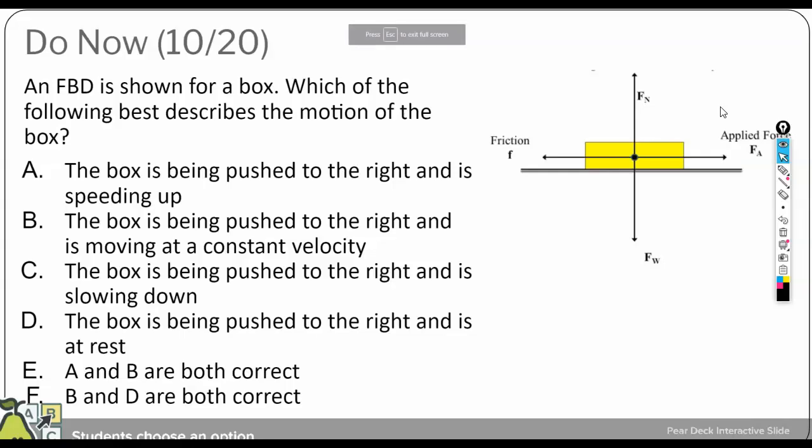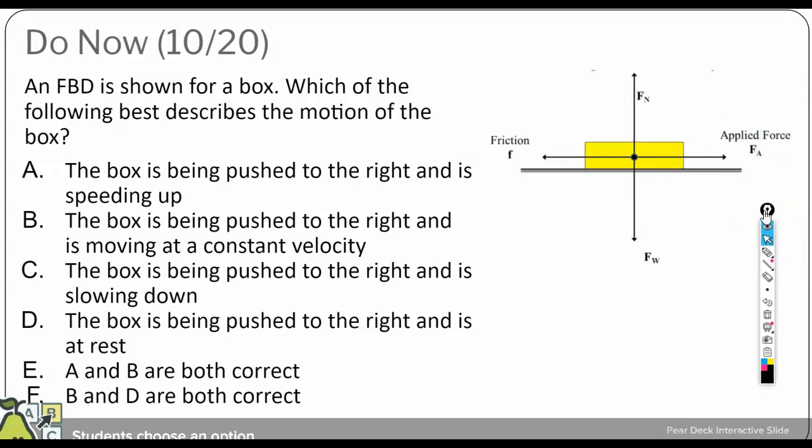Okay, so in this video, we're going to start talking about Newton's second law, which is probably one of the most important laws in physics, definitely one of the most important laws in this unit, because this is where most of the calculations for this unit are going to take place, is with Newton's second law.